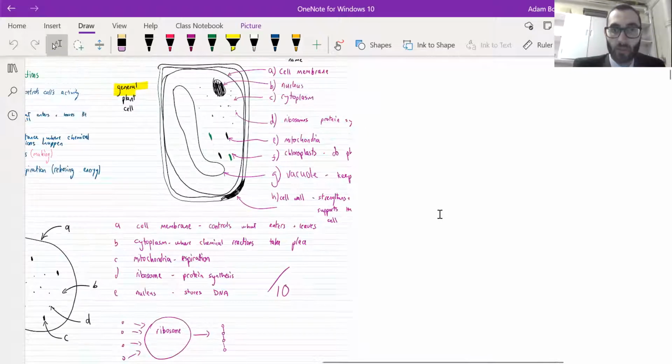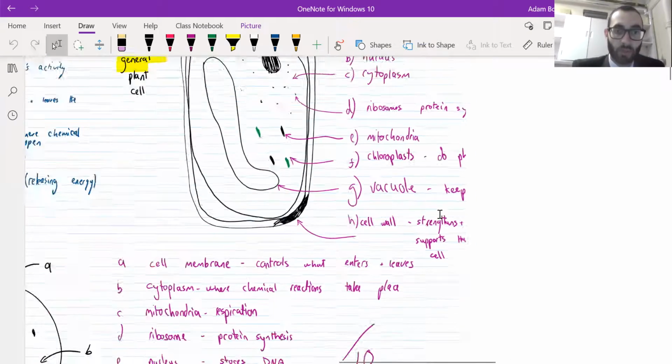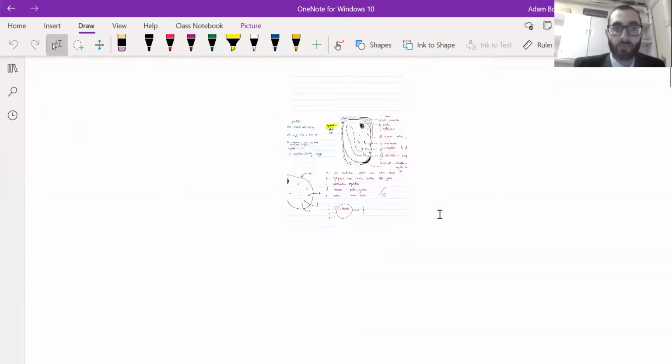Sorry, it's loading a bit slow. Whenever OneNote's on Zoom, it tends to be a bit sluggish. In the classroom, it's normally absolutely fine. But when you are recording as well, it can be a bit painful. So yeah, anything you see in purple is review.